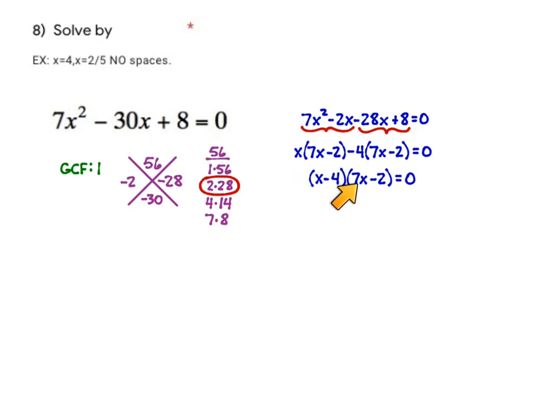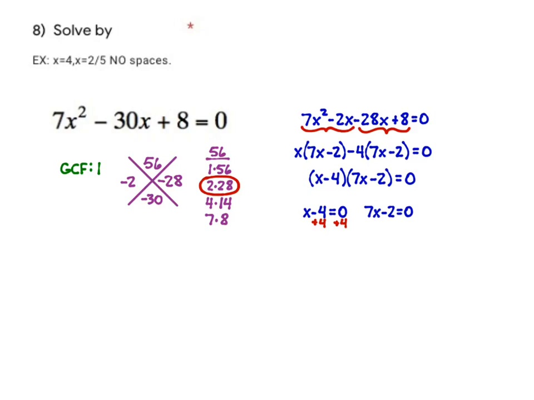Because we are multiplying two terms, the x minus 4 and the 7x minus 2, and the result is 0, that means that one of those terms must equal 0. For example, if I said 7 times something equals 0, well, that something must be 0, because if the end result is 0, that means one of the terms being multiplied is 0. Well, because x minus 4 is being multiplied by 7x minus 2 and the result is 0, that means either x minus 4 is 0 or 7x minus 2 is 0. And then from there we would solve each one of those equations separately.